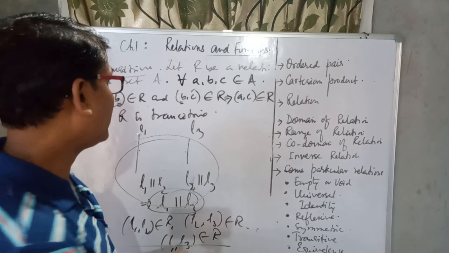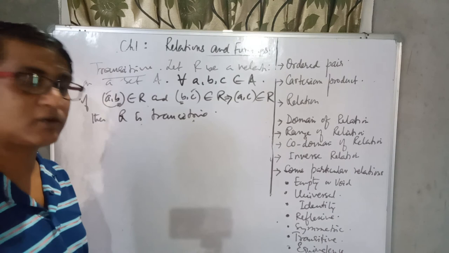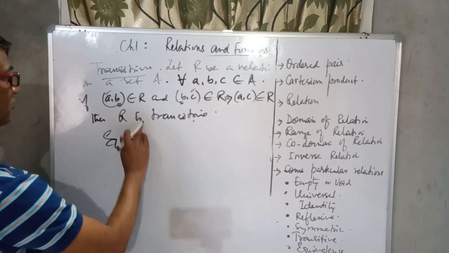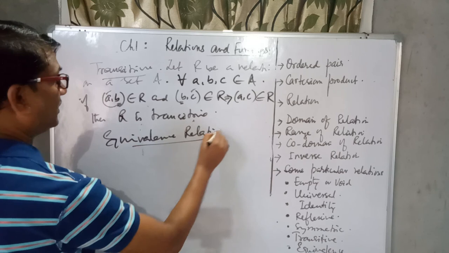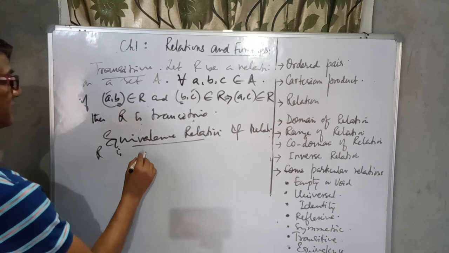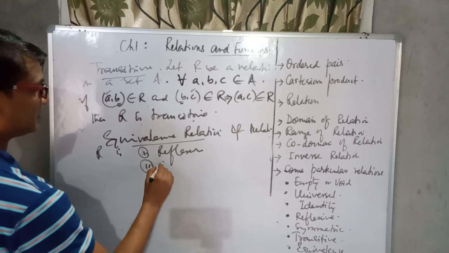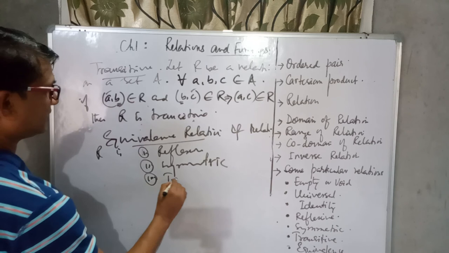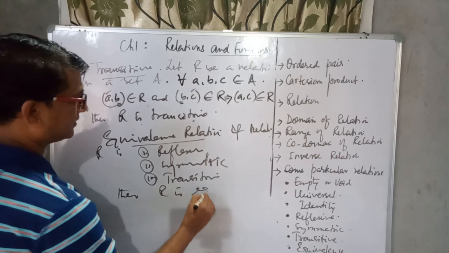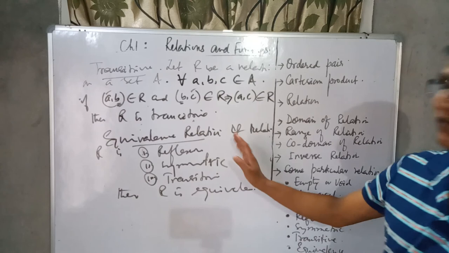And one more thing is equivalence relations. What is an equivalence relation? If a relation R is number one reflexive, number two symmetric, number three transitive, then R is an equivalence relation. If a relation is reflexive as well as symmetric as well as transitive, then R is an equivalence relation.